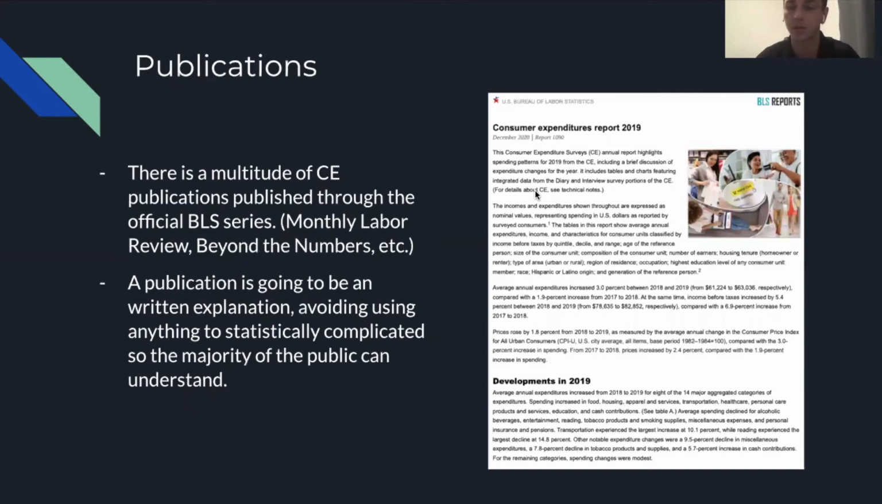Publications are going to look familiar to you, hopefully, either from looking online for research or looking through a newspaper. This is a way that the CE publishes their data analysis so that the majority of the public can understand, using fewer numbers and statistical terms and more terms that the public is used to, so that everyone can understand the reports and what they're trying to highlight in their data.